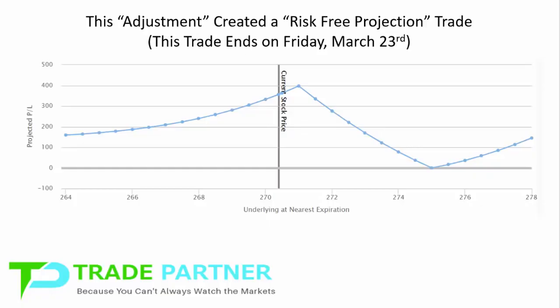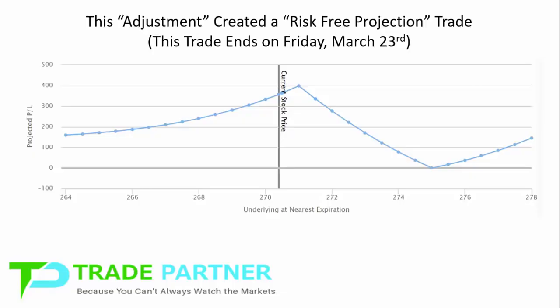Now, I did not completely exit this trade. Instead, I made an adjustment, and this adjustment created the risk-free projection in this trade. And there are many ways to create risk-free projection. On this one, it was an adjustment, and the adjustment also increased the profit potential. So it decreased the risk, increased the profit potential, and dramatically increased the probability of success.